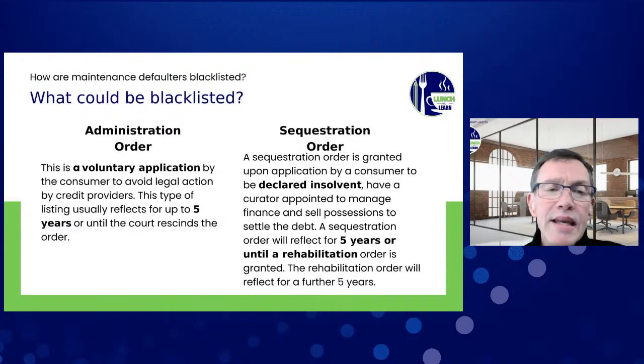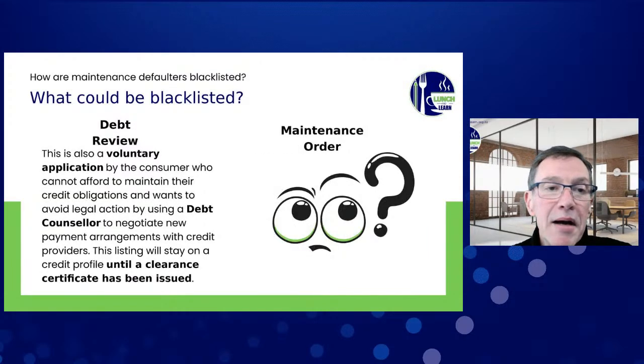Also, what gets listed is the sequestration orders. That is usually when a person is declared insolvent, and then a curator is appointed to manage the finances. Now, those types of judgments usually stand for 5 years, or up until a period after that for another 5 years if the person has been rehabilitated.